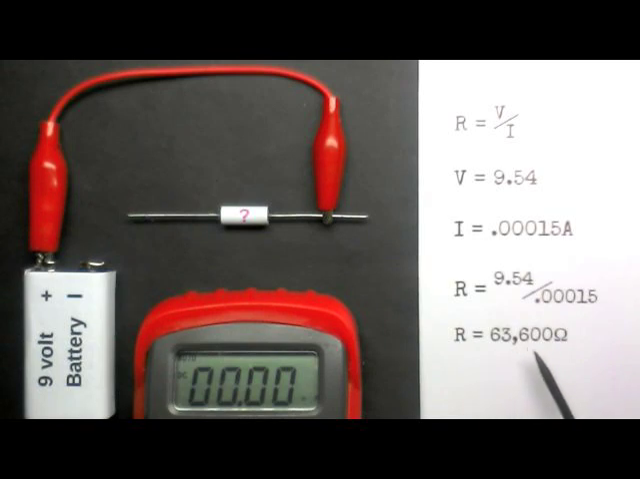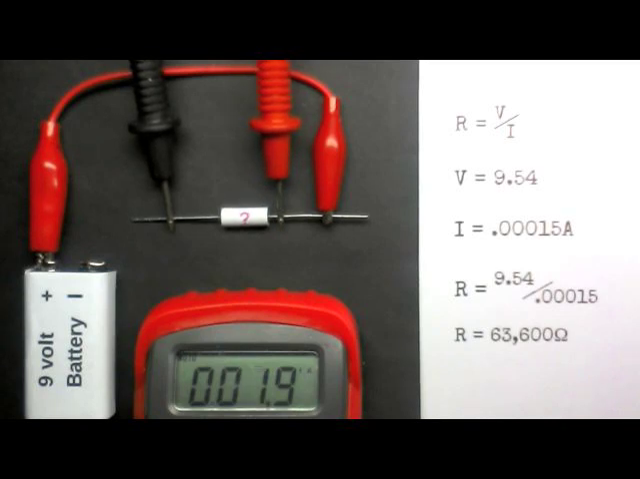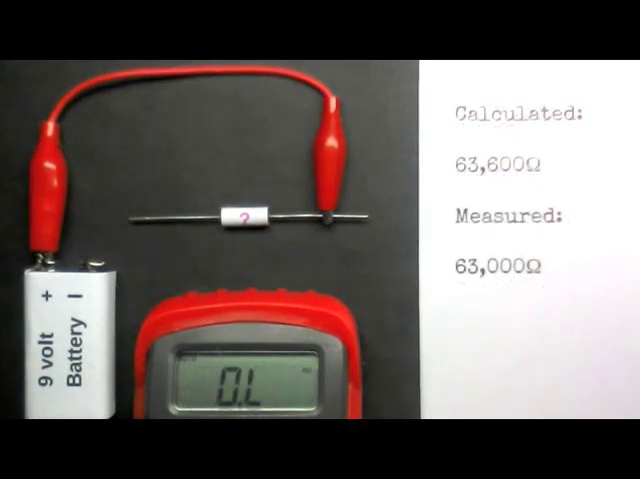we get 63,600 ohms. Let's take a measurement, see how we did. 63,000 ohms. We calculated 63,600 ohms, and we measured 63,000 ohms. It's better than 1% accuracy.